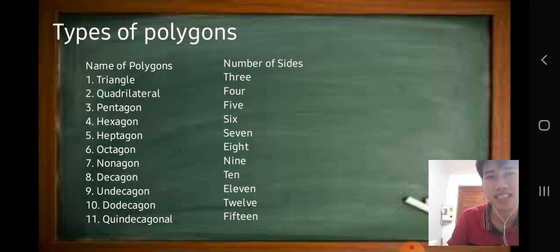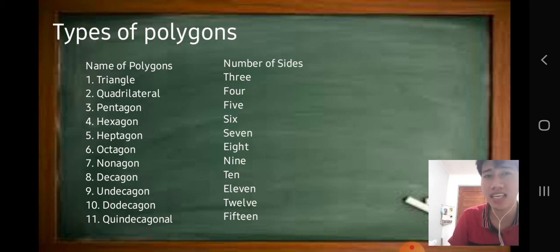If there are 9 sides, that is nonagon. 10 sides, decagon. 11 sides, undecagon. 12 sides, dodecagon. And if there are 15 sides, that is quindecagon.